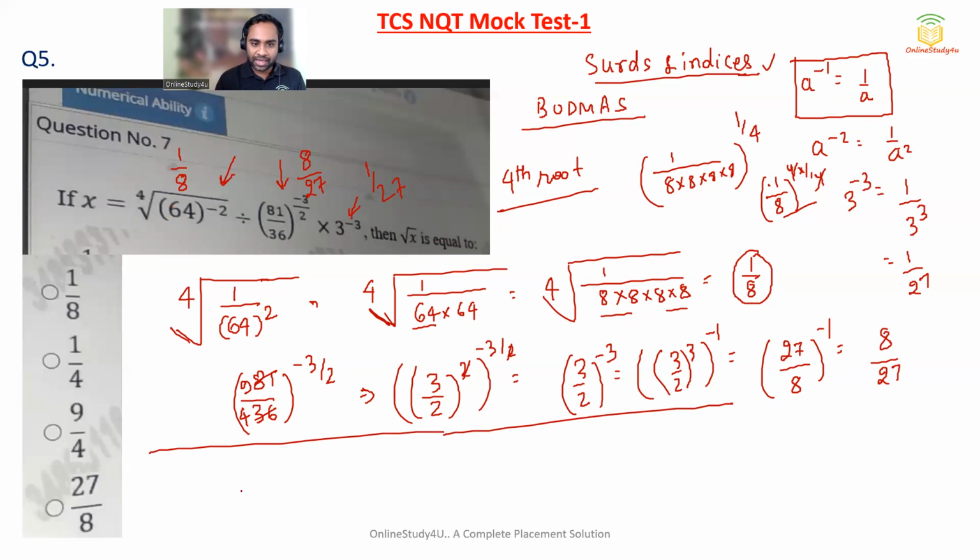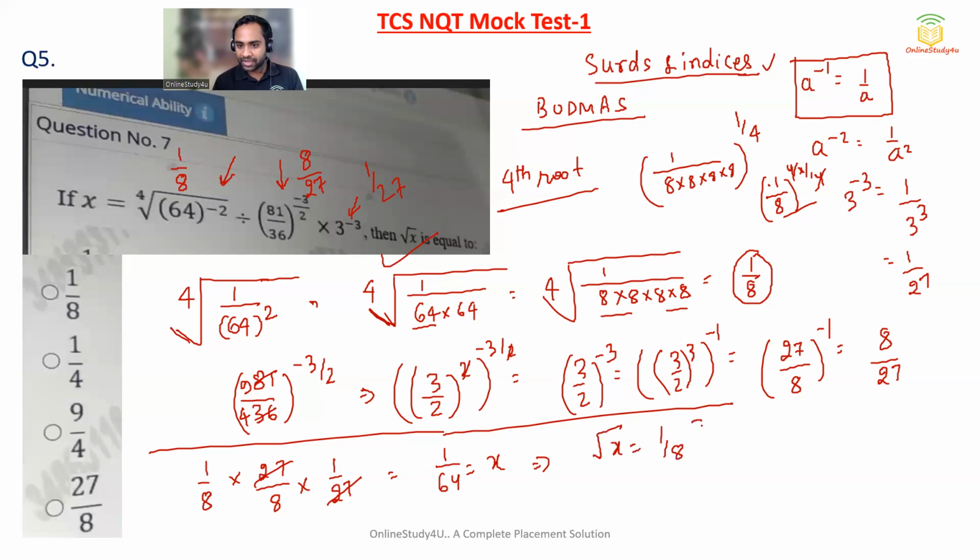Now, here, sir, this is 1 by 8 into. If it is division and you are trying to convert it into multiplication, then 27 by 8 into 1 by 27. So 27 and 27 cancelled. We are getting 1 by 64, which is equal to x. Now, they're asking you to calculate the square root of x. So the square root of x will be equal to 1 by 8. If we take the square root on both sides, we will be getting 1 by 8. Option A will become the correct answer.